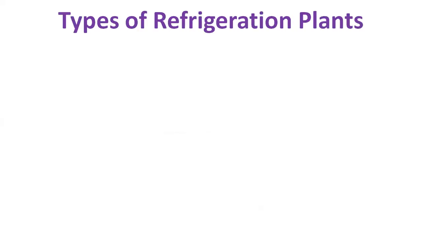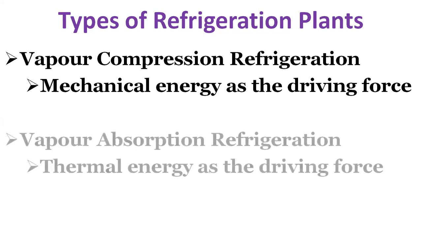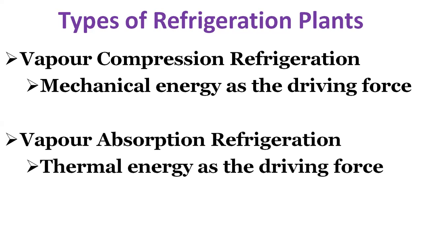So let's understand the types of refrigeration system. The two principal types of refrigeration plants found in industry include vapor compression refrigeration and vapor absorption refrigeration. Vapor compression refrigeration uses mechanical energy as the driving force of refrigeration, whereas vapor absorption refrigeration uses thermal energy as the driving force of refrigeration.